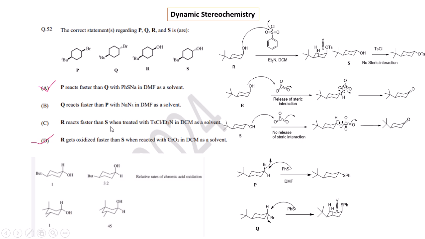Here R reacts at a faster rate than S when treated with tosyl chloride and triethylamine as solvent. This can be explained as follows. If R reacted faster, it would mean the steric interaction is increased, so this does not react at a faster rate. These are some representative examples where the alcohol with the greater steric hindrance reacts at a higher rate, meaning the alcohol containing the methyl group in the axial position reacts at a faster rate compared to the other alcohol.